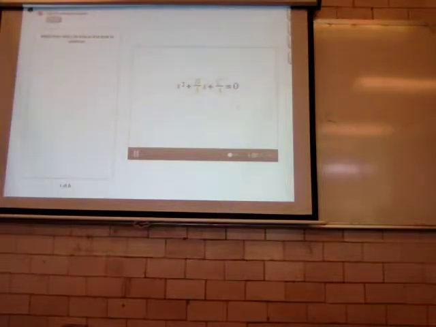Which of the following choices is equivalent to the left-hand side of this equation?